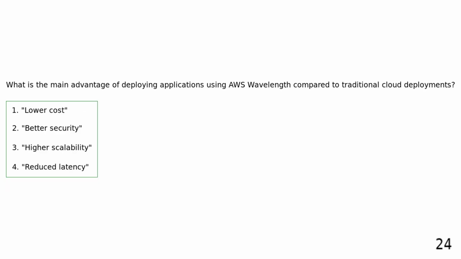What is the main advantage of deploying applications using AWS Wavelength compared to traditional cloud deployments? Lower cost, better security, higher scalability, reduced latency. Deploying applications using AWS Wavelength reduces latency by placing them closer to end users compared to traditional cloud deployments.